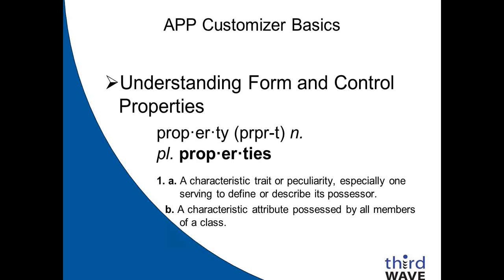Now, the dictionary defines a property as an attribute or something that defines or describes. And since the early 1990s, when object-oriented programming became the latest craze, computer programmers have used the term properties to define and describe visual components of what you see on the screen.